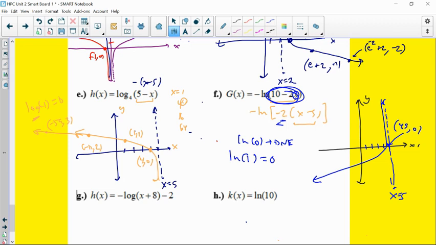On a quiz or a test, it gets kind of cumbersome to label points that deal with logs and all these transformations that deal with e. So for this one, I might just label that intercept there and know this general shape. And I'm fine with that.